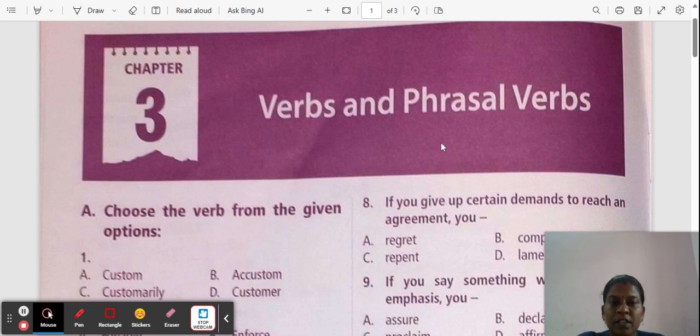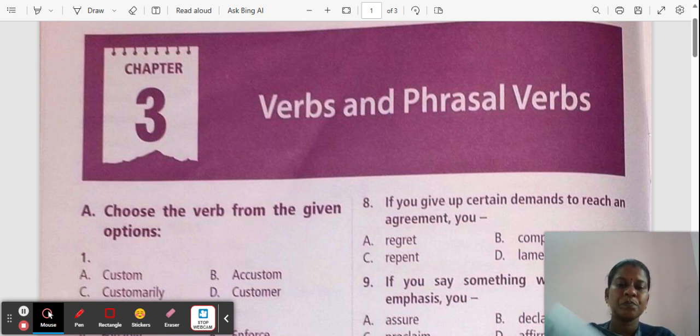Hello everyone. For the International English Olympiad exam, we have to move on to chapter 3, verbs and phrasal verbs. First, we have to understand what verbs, phrasal verbs, and then auxiliary verbs are.